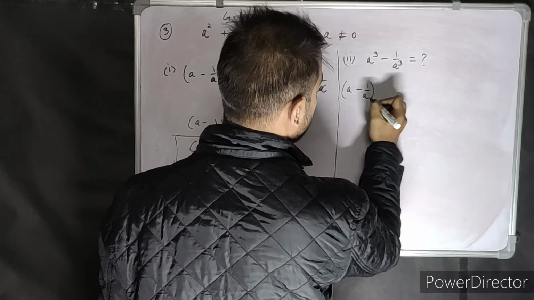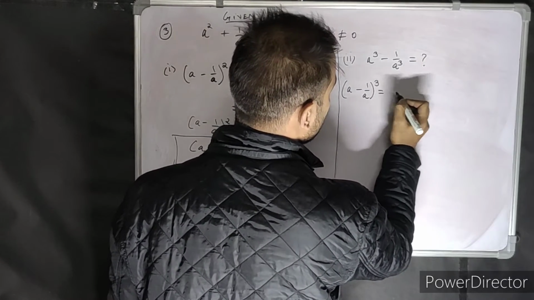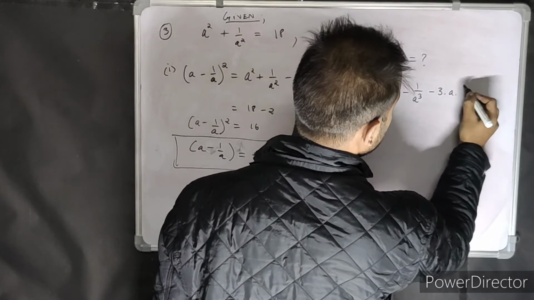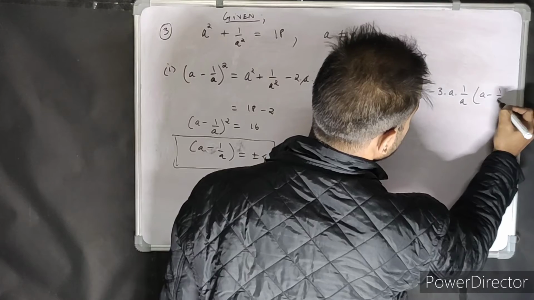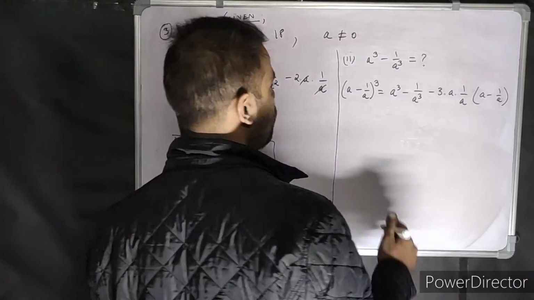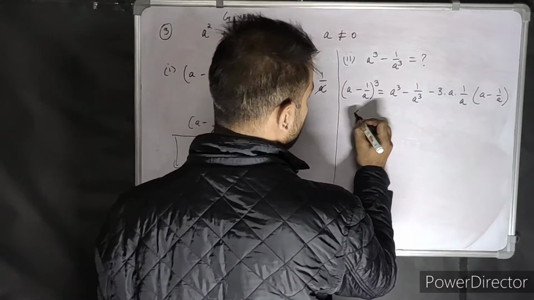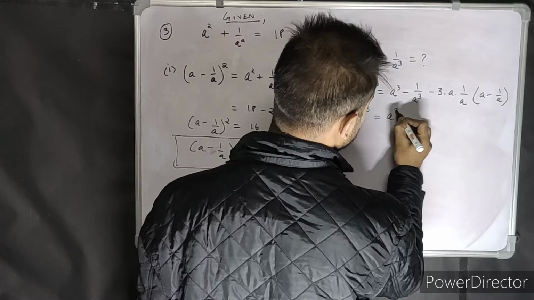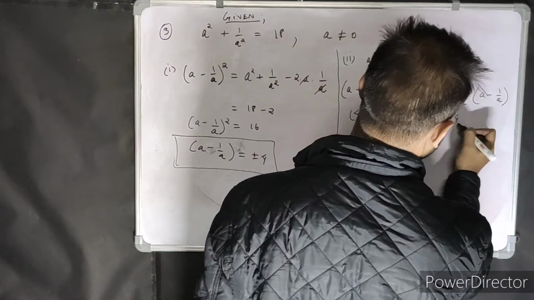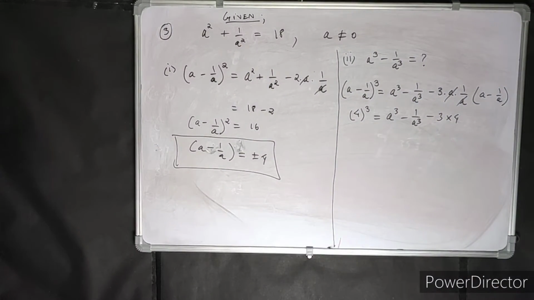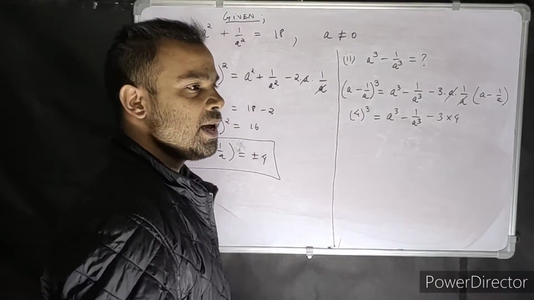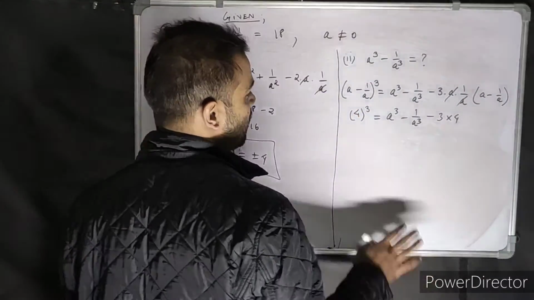I want to do it this way: a minus b whole cube is a cube minus 1 by a cube minus 3 into a into 1 by a, into a minus 1 by a. So I'm just repeating the same formulas over and over again, so there's nothing to remember in it. A minus 1 by a is given over here, that's 4 cubed. This one is a cube minus 1 by a cube, cut it off, 3 into 4. Take the positive as I already told you, don't worry about the negative. Again you will have 2 parts, again 2 answers. You are in class 9, you don't have to worry so much.